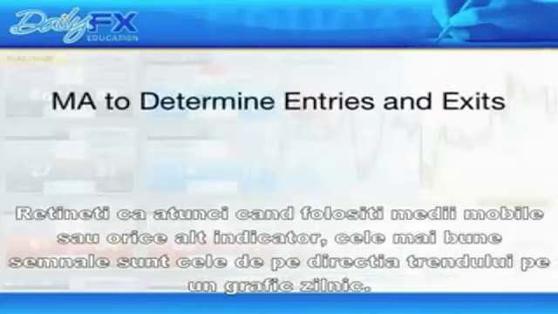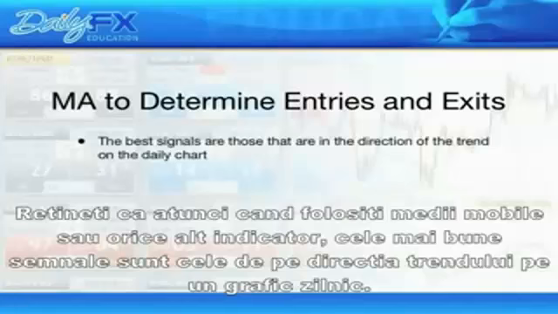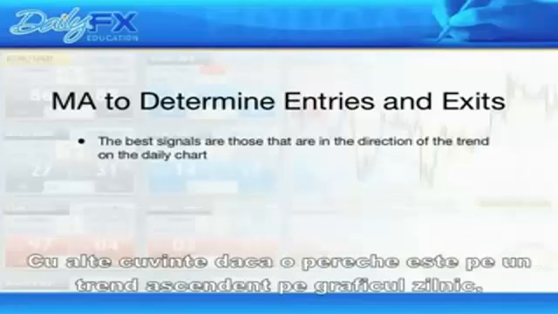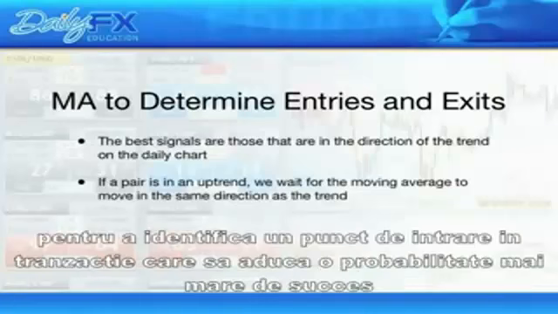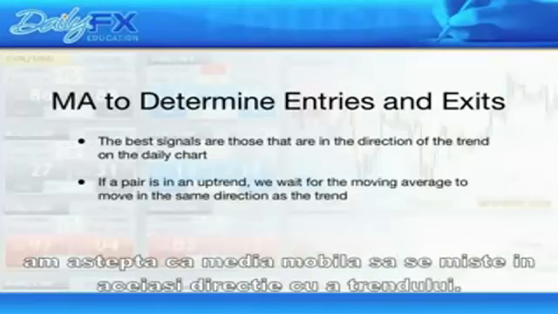Keep in mind that when using moving averages or any other indicator, the best signals are those that are in the direction of the trend on the daily chart. In other words, if a pair is in an uptrend on the daily chart, for a higher probability entry, we'd wait for the moving average to move in the same direction as the trend.